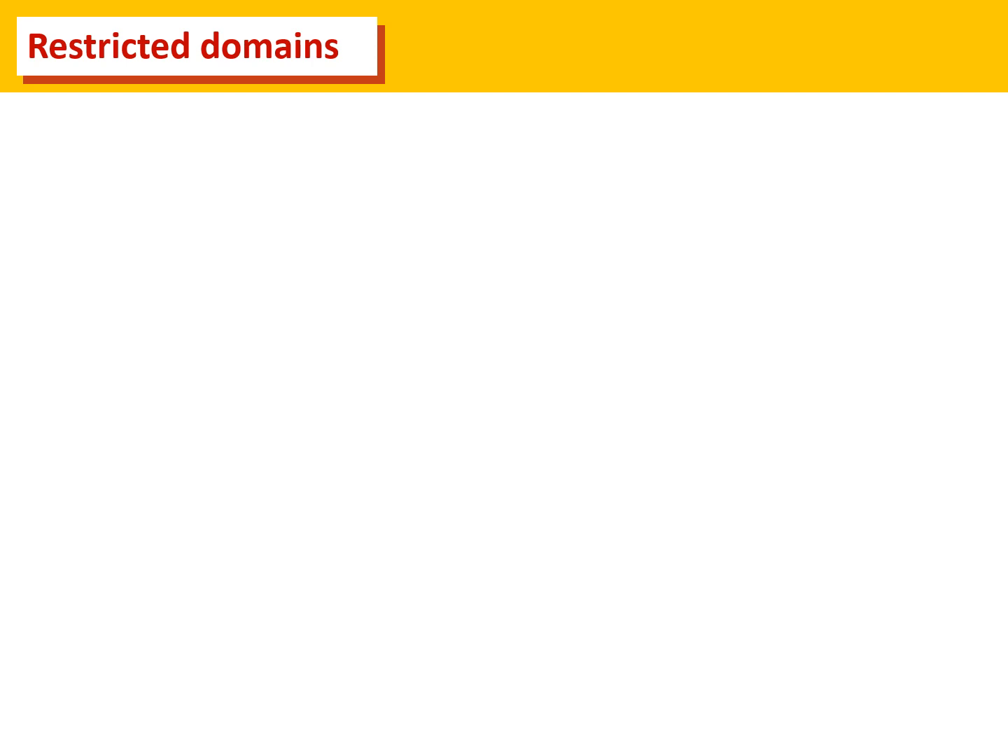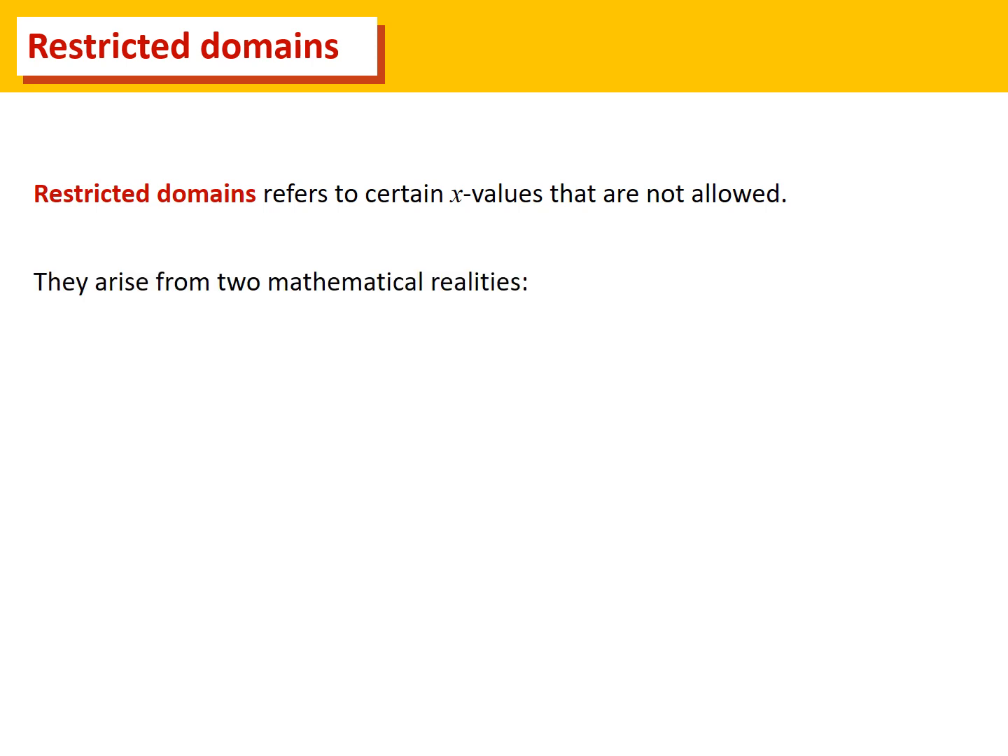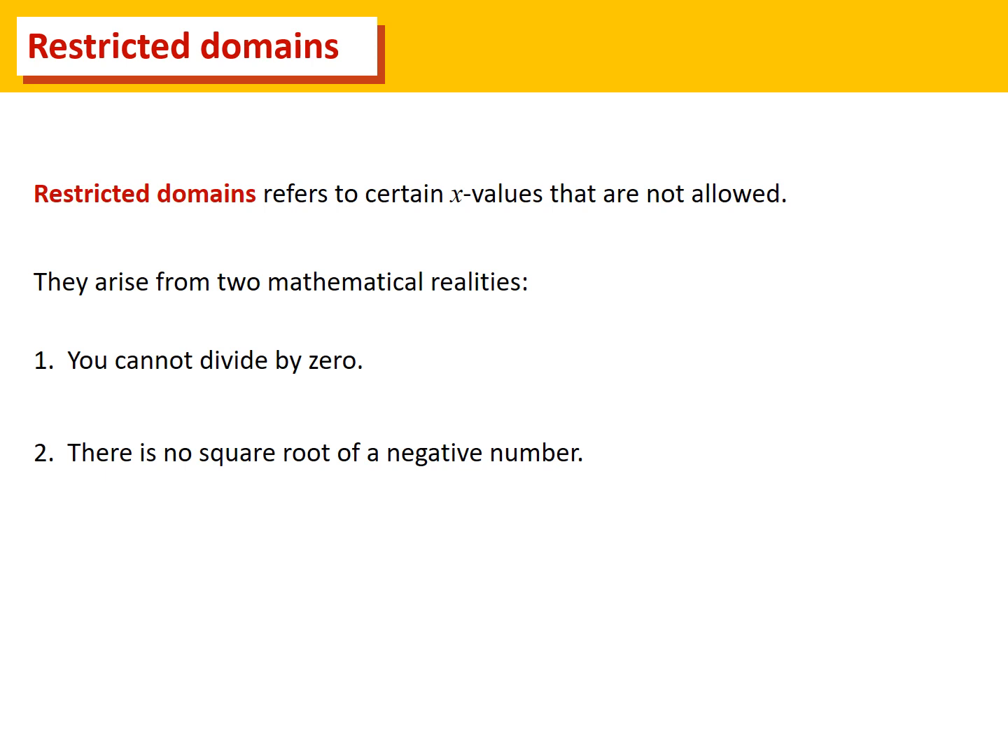Our next section is restricted domains. Restricted domains refer to certain x values that are not allowed, and these arise from two mathematical realities. Firstly, you cannot divide by 0, and secondly, there is no square root of a negative number. Let's look at both cases.